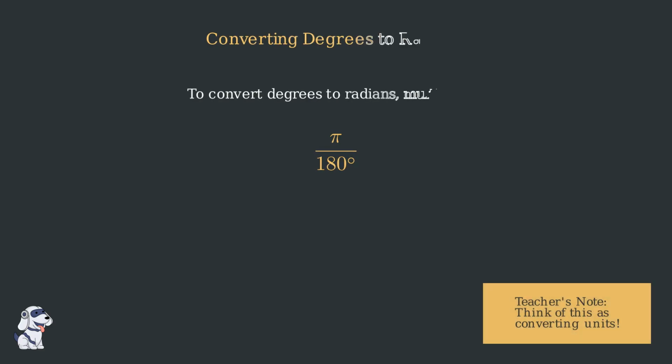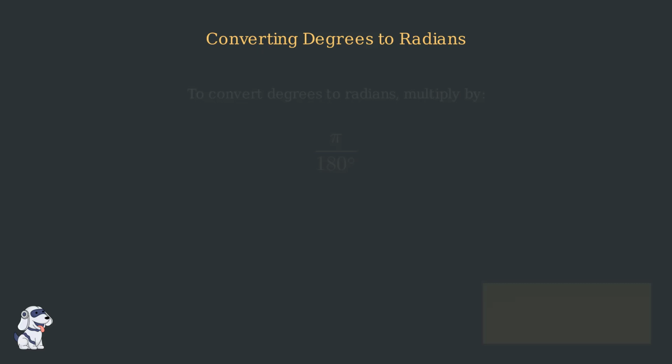Degrees and radians are two ways to measure angles. To switch from degrees to radians, just multiply your angle by pi divided by 180. Let's try 240 degrees. Multiplying by pi over 180 gives us 240 pi over 180. Simplifying the fraction, we get 4 pi over 3.